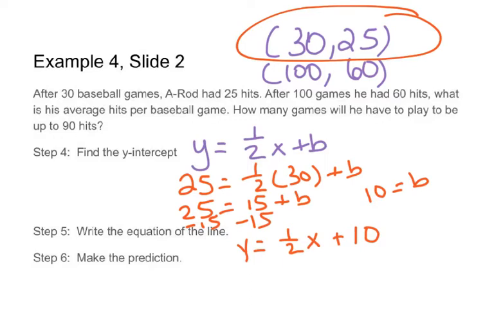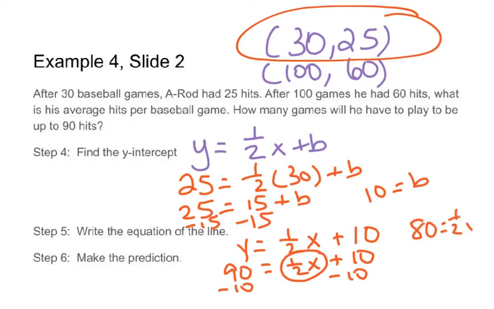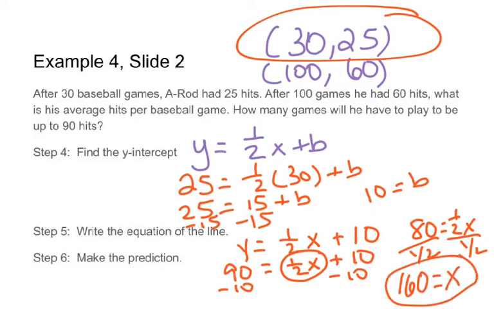So now we're going to make a prediction of when he will have 90 hits. So remember that hits are the y value. So I'm going to take this, get it by itself, so I'm going to subtract 10. So I'm going to have 80 equals 1/2 x. So I'm going to divide both sides by 1/2. Dividing by 1/2 is the same as multiplying by 2. So 160 games he's going to have to play before he is up to the 90 hit mark.